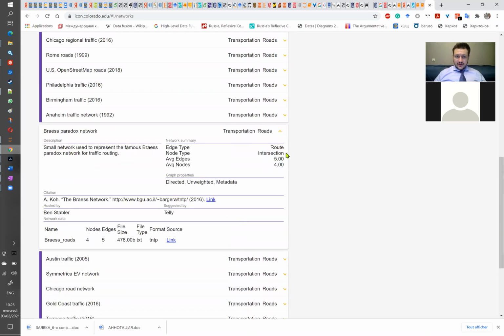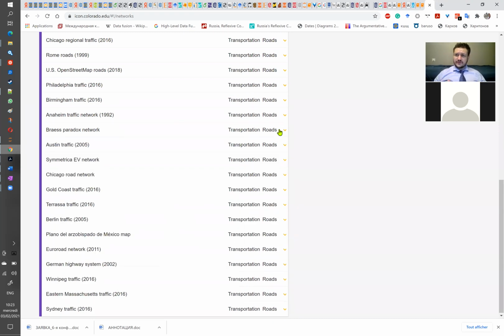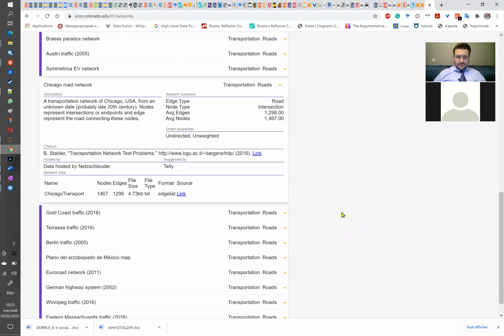We can find this network because this one, the Braess paradox network, is a very small one. I have described this paradox before. But we can check, for example, Chicago. Okay, Chicago. There are a lot of roads here. So we will need a very effective solution for our problem.